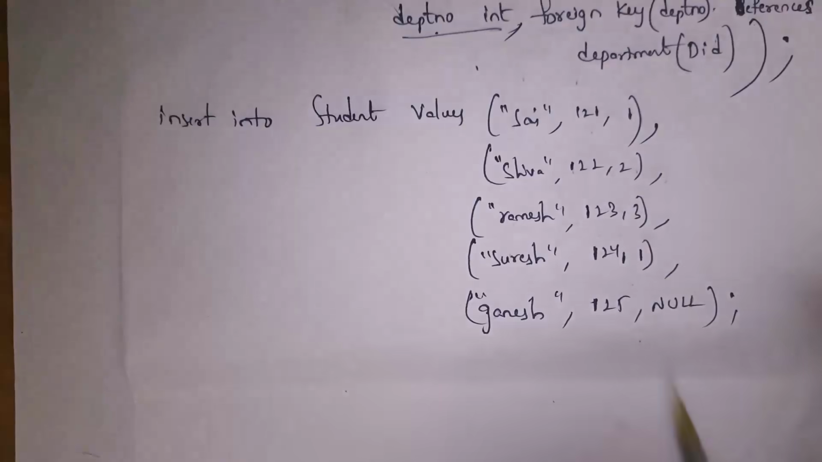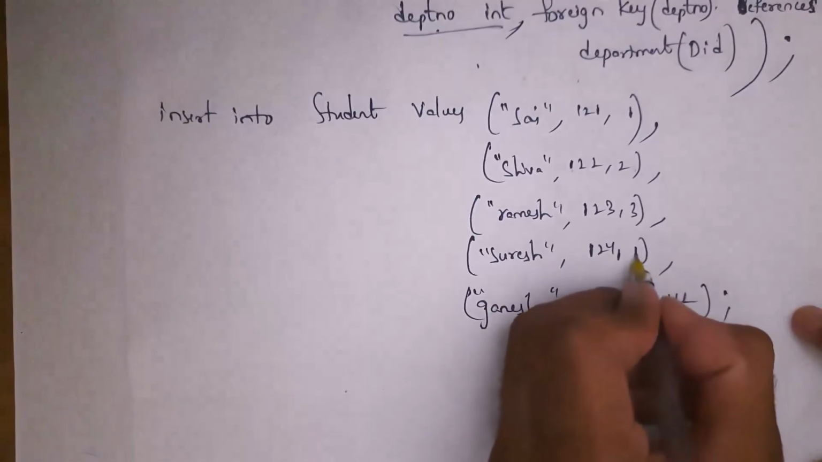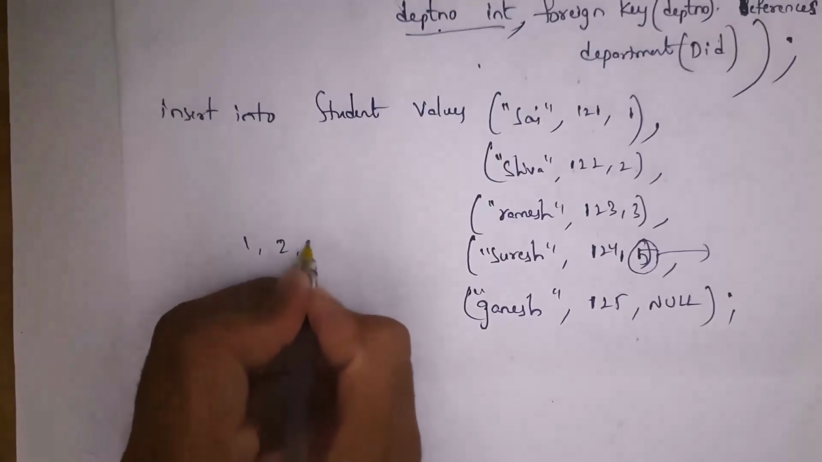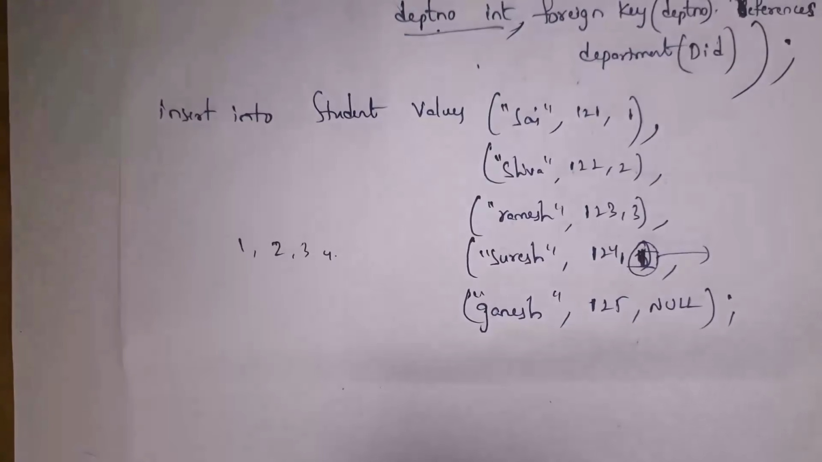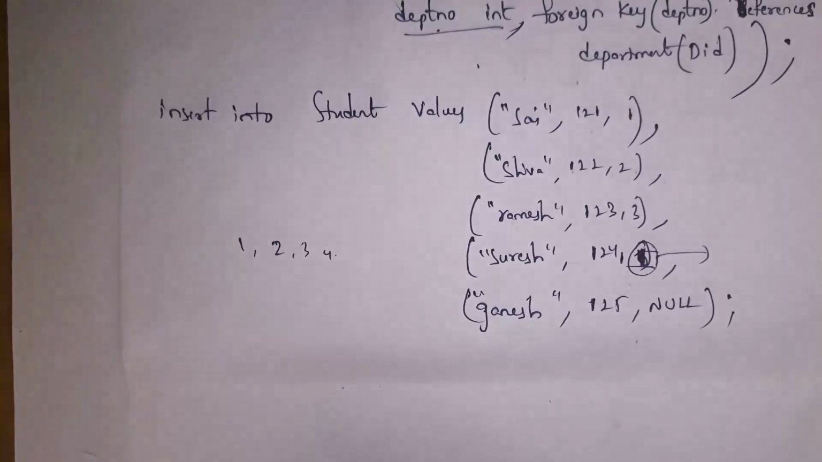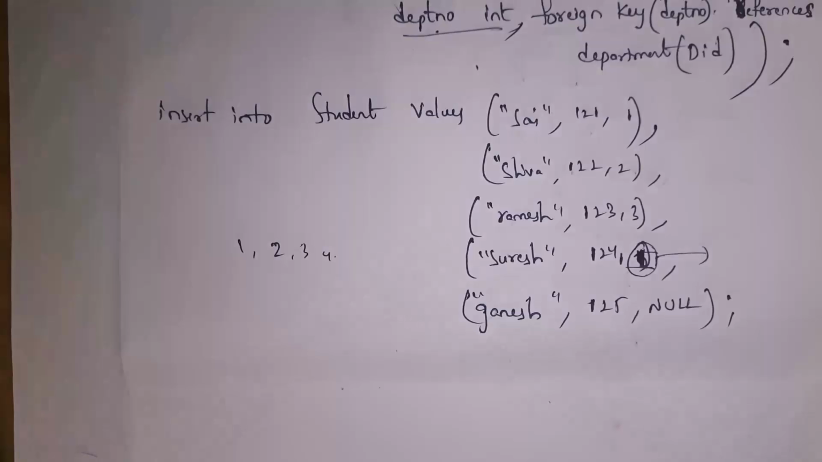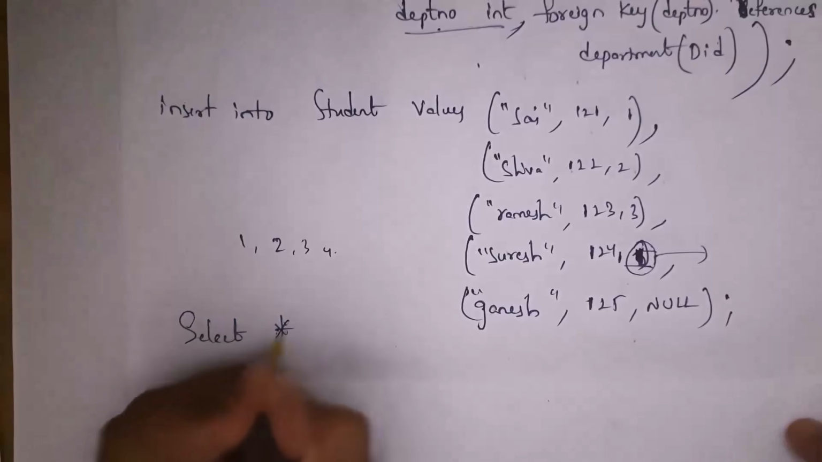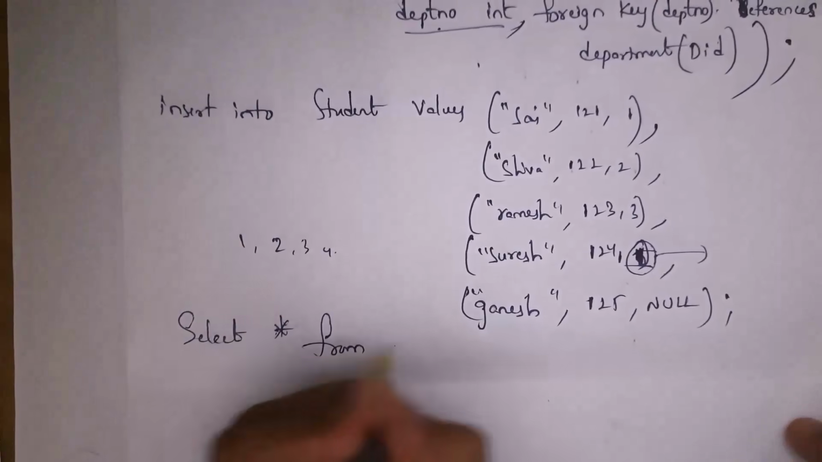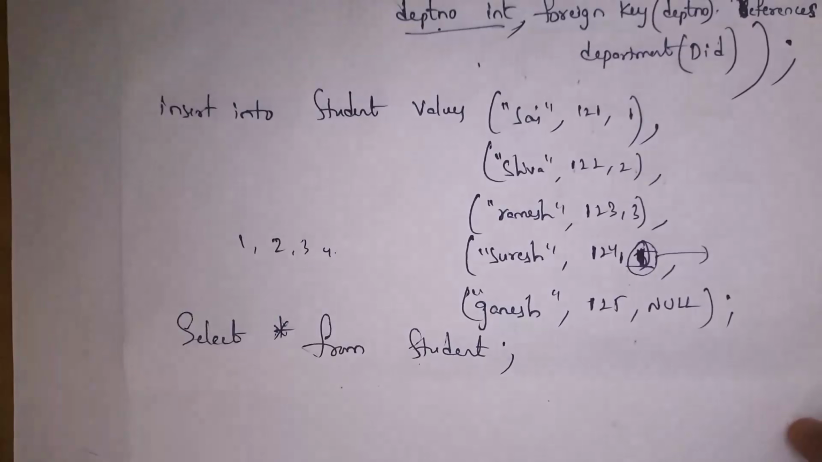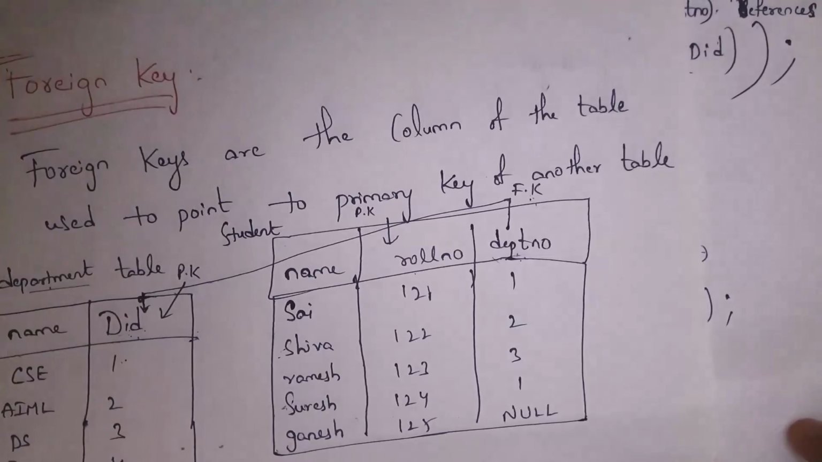Guys, for example, if I write here Suresh, 124 and 5, this code will not be executed because we can take only 1, 2, 3, 4 values. If you don't want to give a department number, then you can just write null. There is no need to use quotation marks for null. Now I want to check whether the values are inserted or not. So write select star, which means all columns, from table name, that is student, and give a semicolon. Whenever you run this code, this is my output. This is all about foreign key.